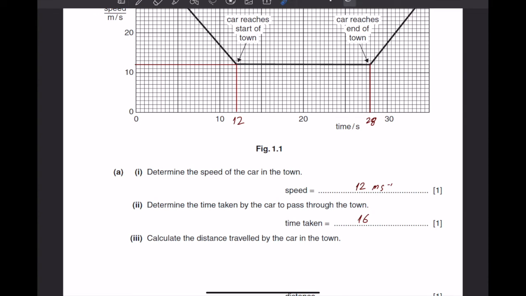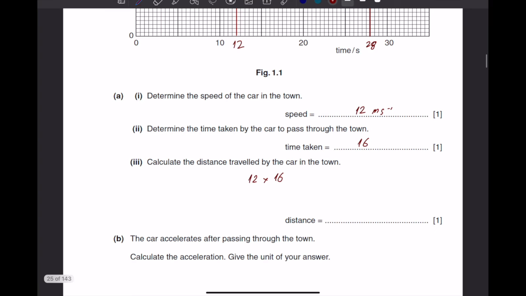Calculate the distance traveled by the car in the town. As we already know, distance traveled is the area under the speed-time graph, so if I find the area of this rectangle, I'd be able to calculate the distance traveled. That's going to be 12 times 16. So this area comes out to be 192 meters, and I'm also supposed to write a unit, which is meters.